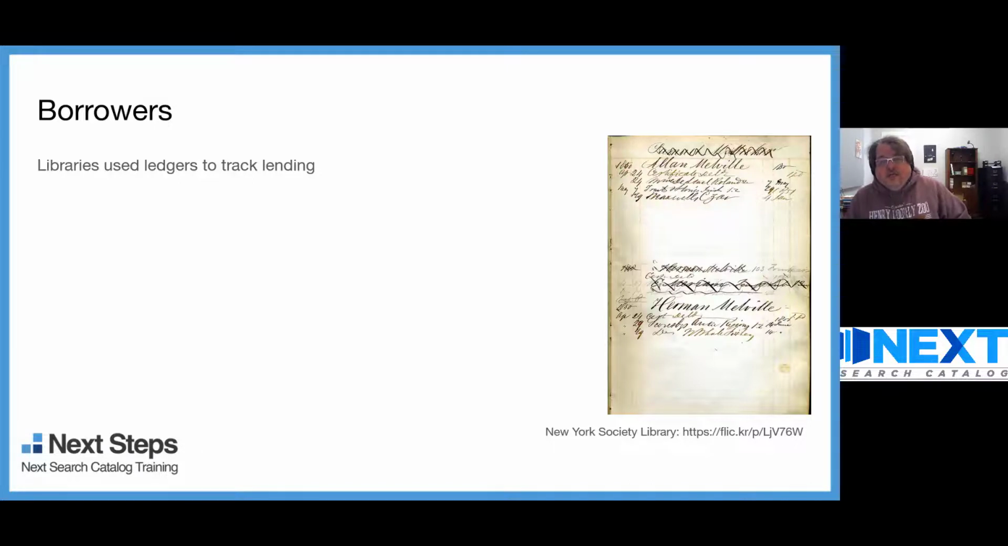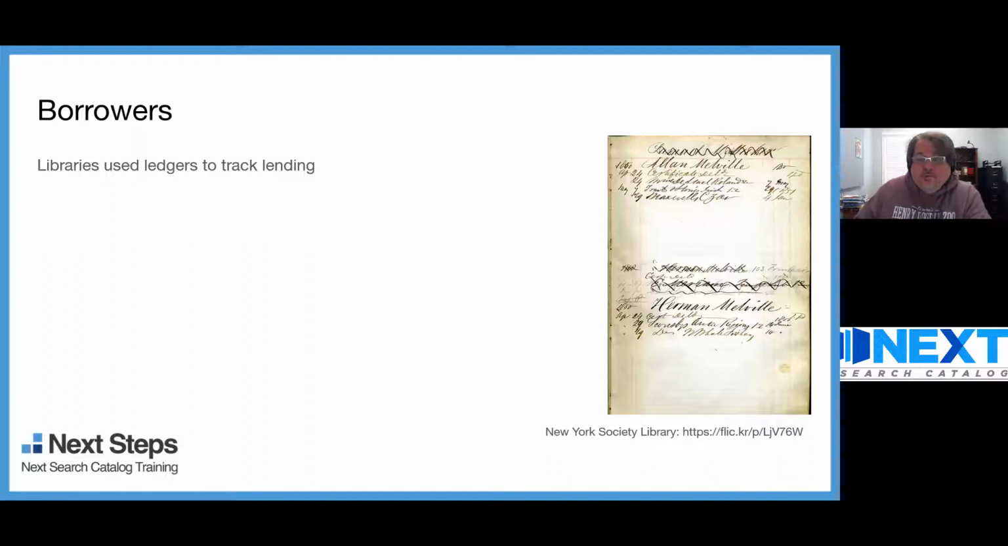And so libraries, when lending became more common, they used to track who had the different materials in ledgers. This slide is a page of the New York Public Library's ledger. There's Herman Melville in the bottom half of the page. This is a list of the 3 books that he checked out in April of 1850.